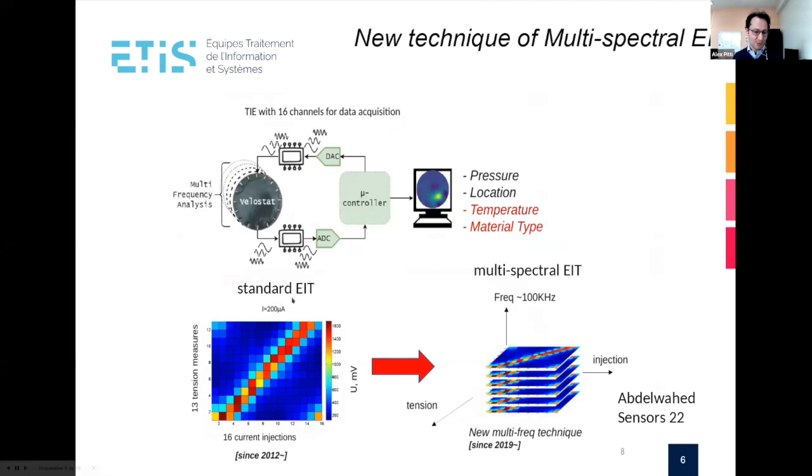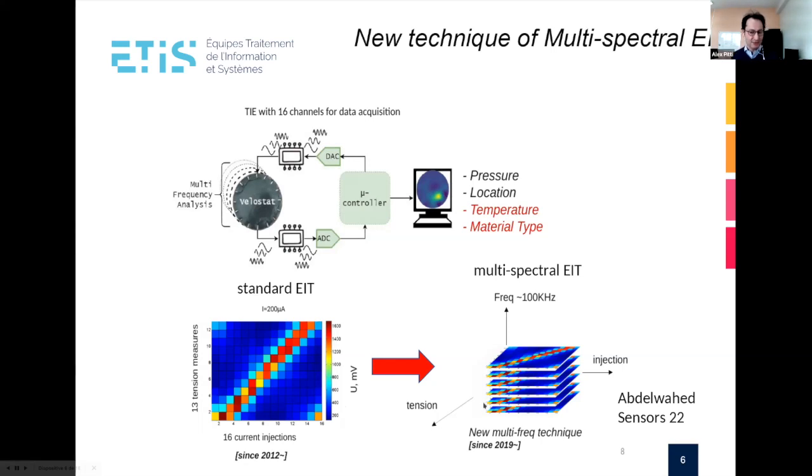So the standard model is like that. You get here the tension and the current injection. And now you have a 3D volume. In fact, you use the frequency for each measure that you take in the tension matrix. So you have much more data.